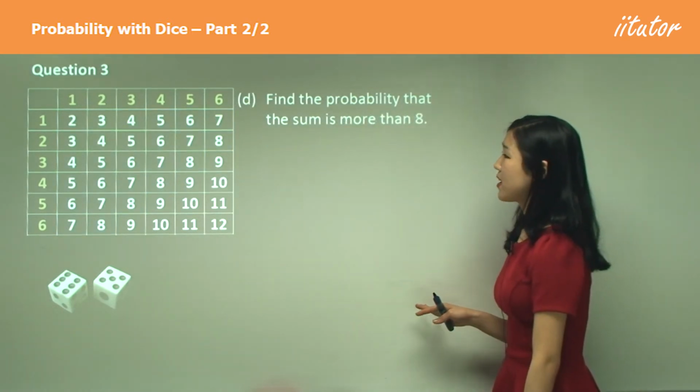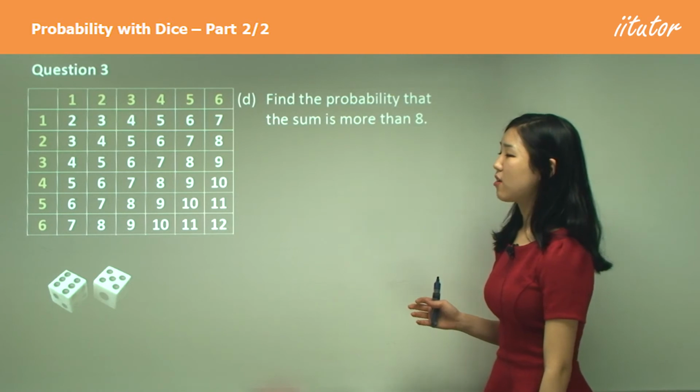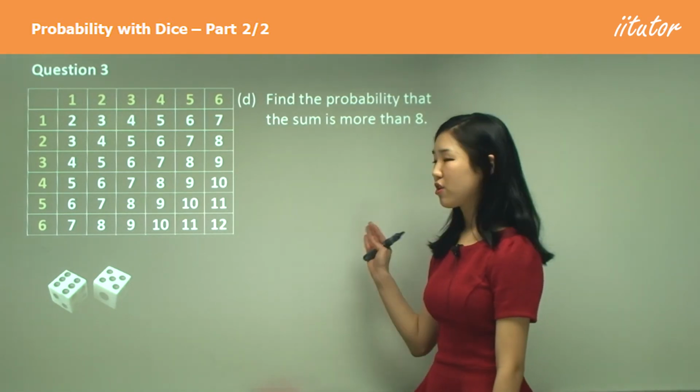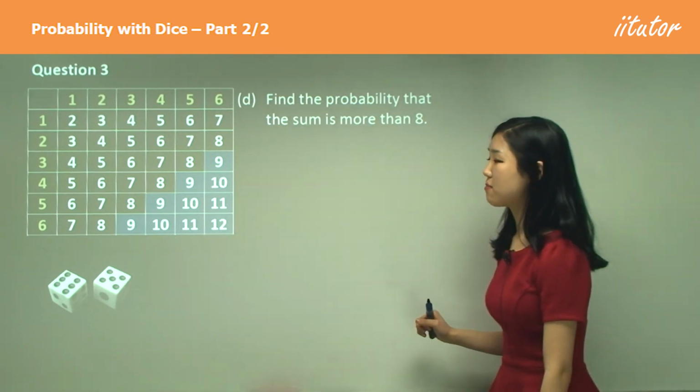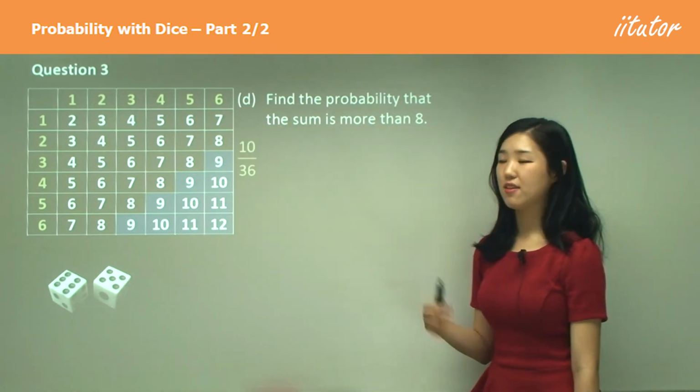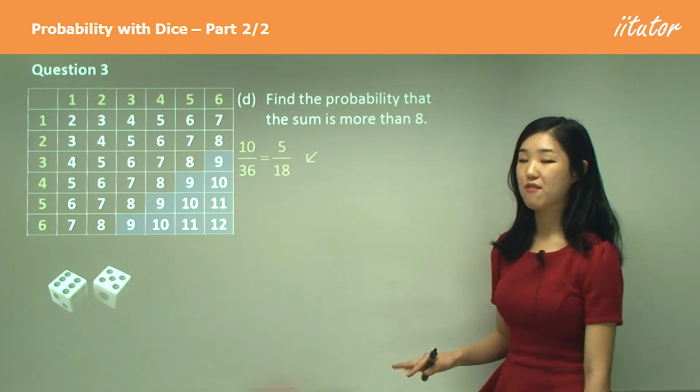D, probability that the sum is more than 8. So it's the ones that I've excluded in the previous question. So all of these ones starting from 9. So count them up, you get 10. So 10 out of 36, simplify it to 5 on 18.